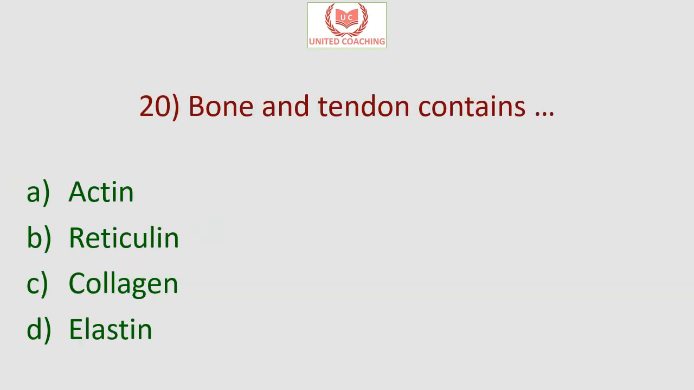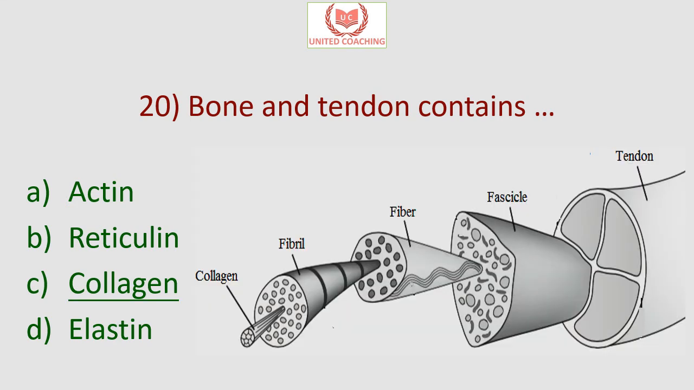Our next question is, bone and tendon contains. So is it actin, reticulin, collagen or elastin? So the answer is collagen. Now collagen is a type of protein fiber found abundantly throughout our body, and it provides strength and cushioning to many different areas of the body including the skin. But more specifically, collagen is found in connective tissues such as cartilage, tendons, bones and ligaments.